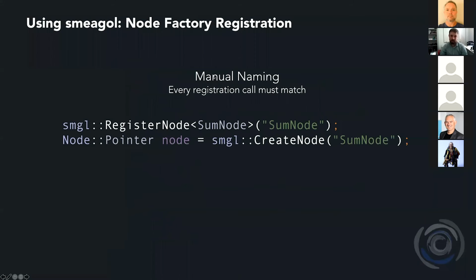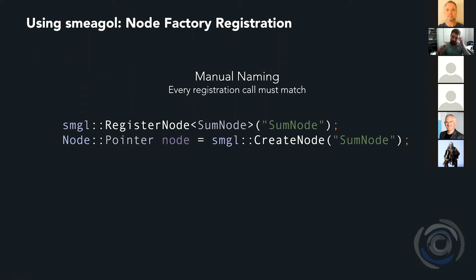A lot of the time in the factory registration pattern, people will do manual naming, and you can do this inside of smeagol as well. When you register a node, you just tell the library, I want you to call it this. I want to call it sum node. In our factory, if you want to create one of those, you give it that string and it produces a generic node pointer of our base class. But the pointed-to object is actually one of our sum nodes.